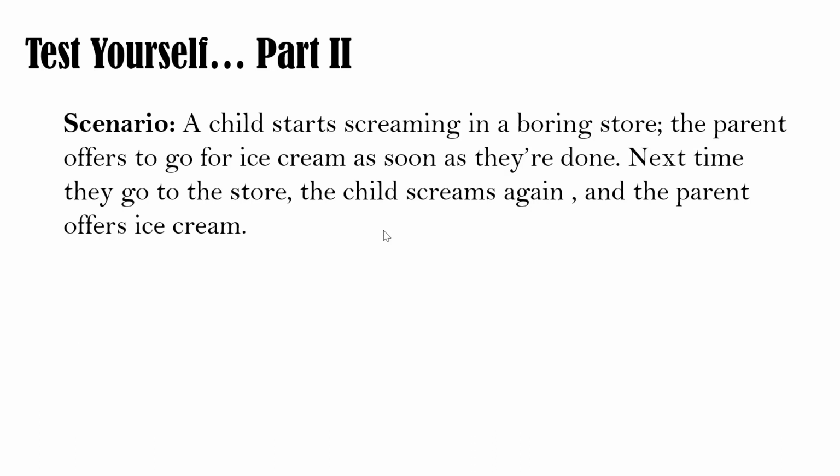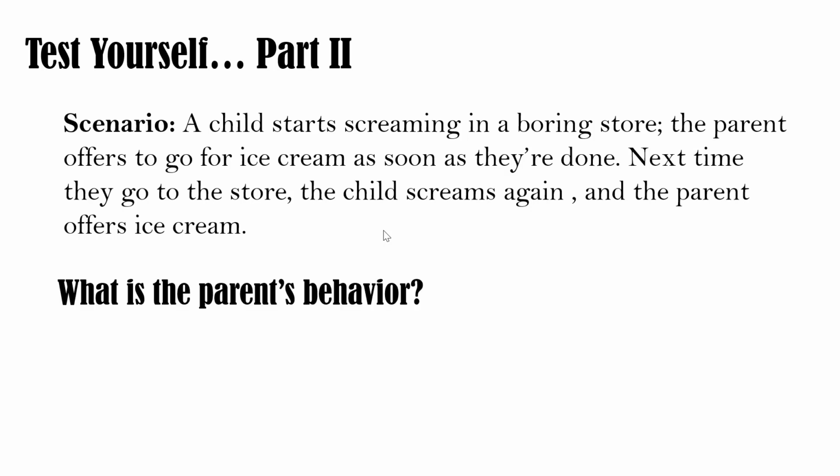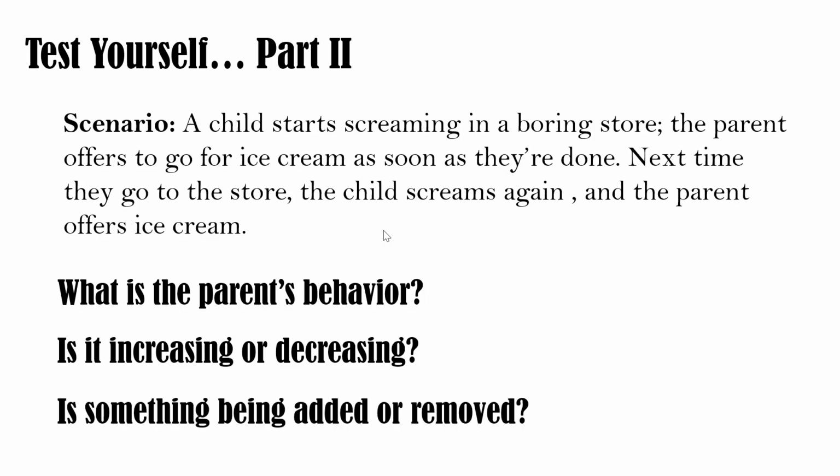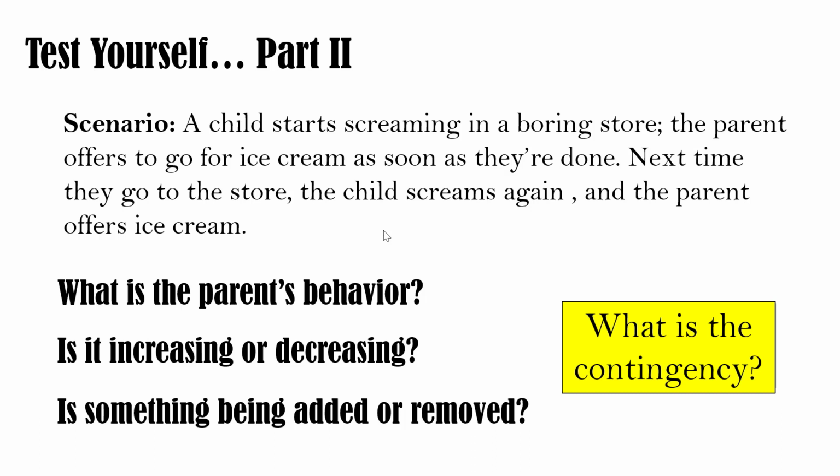Okay, same scenario, but now we're going to look at it from the parent's perspective. A child starts screaming in the boring store. The parent offers to go for ice cream as soon as they're done. Next time they go to the store, the child screams again, and the parent offers ice cream. So what's the parent's behavior? The parent's behavior is offering ice cream. Is it increasing or decreasing? The parent offers ice cream again in the future, so it's increasing, so we know it's reinforcement. And after the parent offers ice cream, is something being added or removed? It's being removed. After the parent offers ice cream, the child stops screaming. So this contingency is actually negative reinforcement.